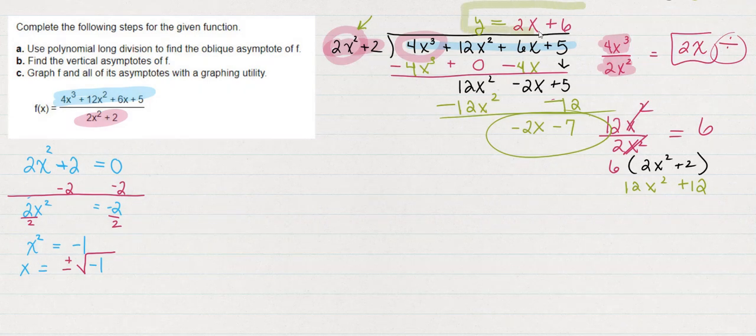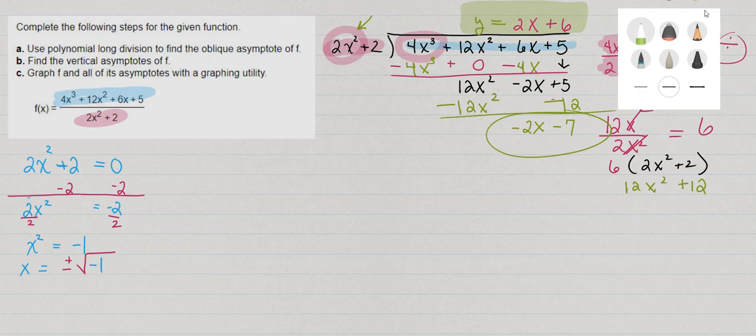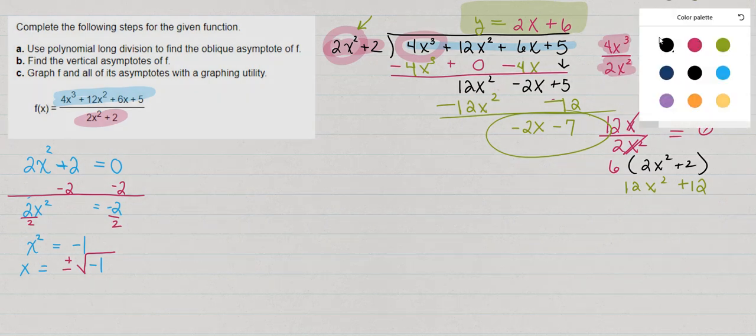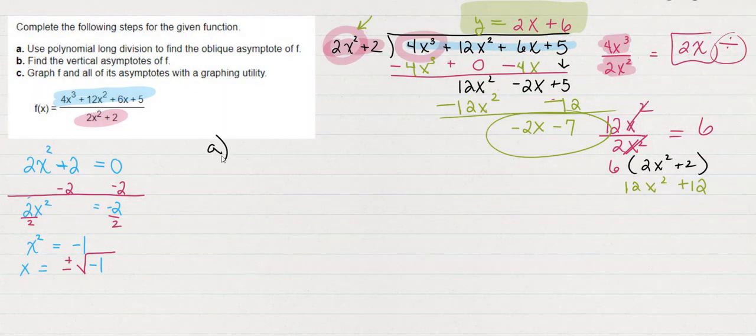We didn't go over this in class because this part, this long division and the finding an oblique asymptote, is actually a pre-calculus topic. That's a review from pre-calculus. But here it is for you in case you didn't remember any of that. Part A, the oblique asymptote is y equals 2x plus 6.